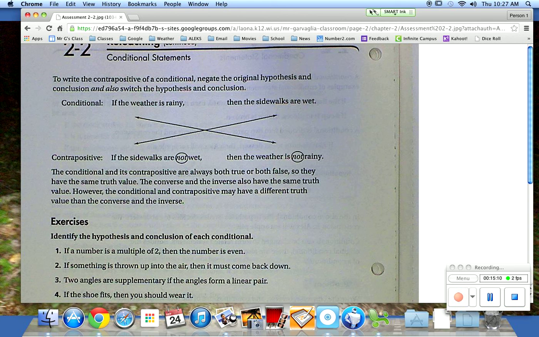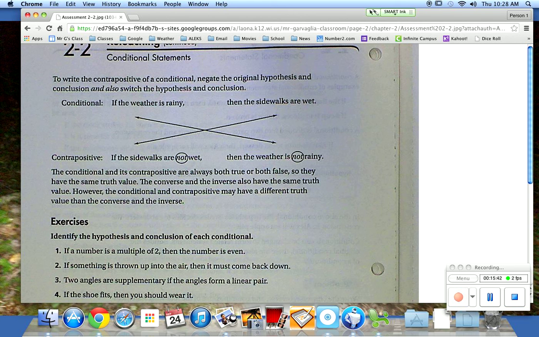Conditional. Now here's contrapositive. It's kind of what they were calling the inverse. If the weather is rainy, then the sidewalks are wet. A conditional and its contrapositive. This is the conditional statement. This is the contrapositive, or the inverse statement. Why they would change that up, I don't know.